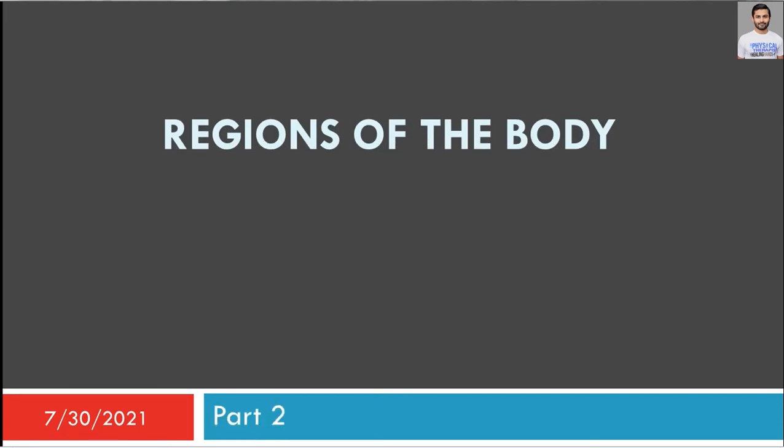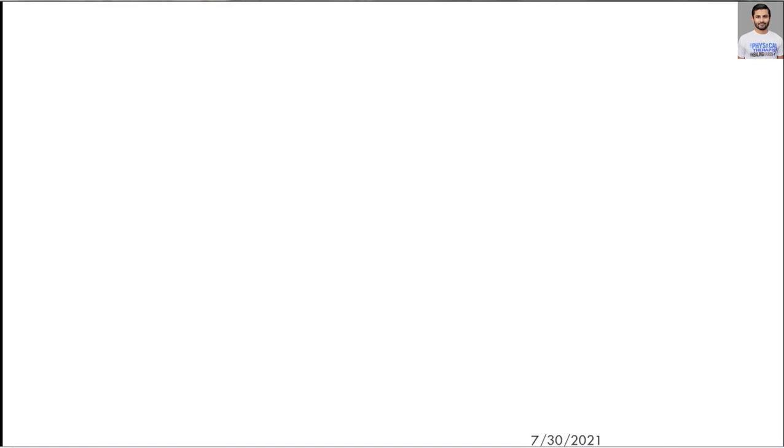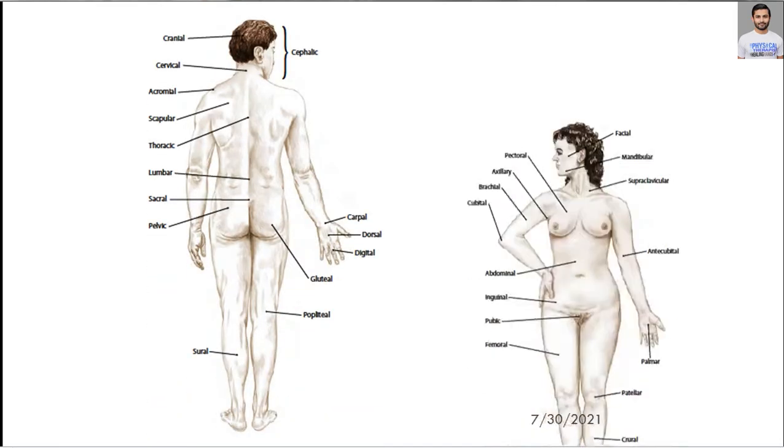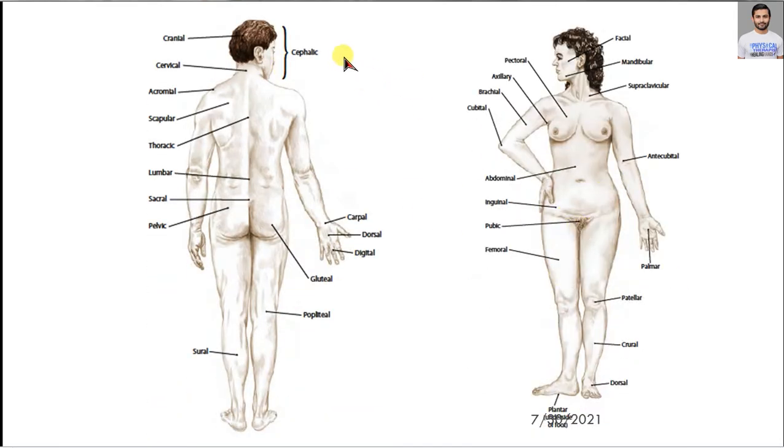Now we'll briefly discuss the regions of the body. These are the regions of the body. This is the cephalic region, the trunk region, the caudal region, the dorsal or posterior region, the anterior or ventral region, the abdominal, the thoracic, the lumbar, the gluteal, the thigh, the upper arm and the forearm, hands, wrist. So these are the different regions of the body.